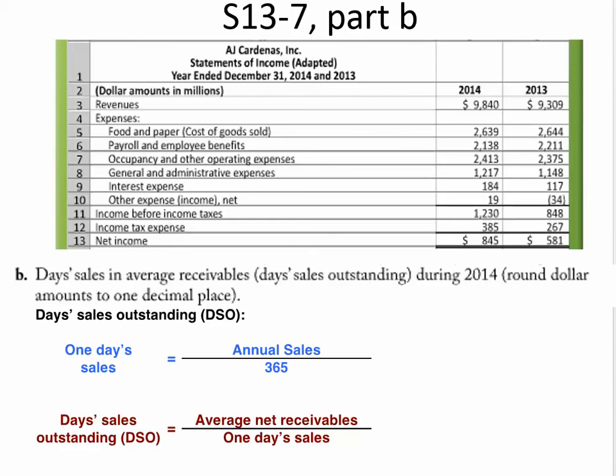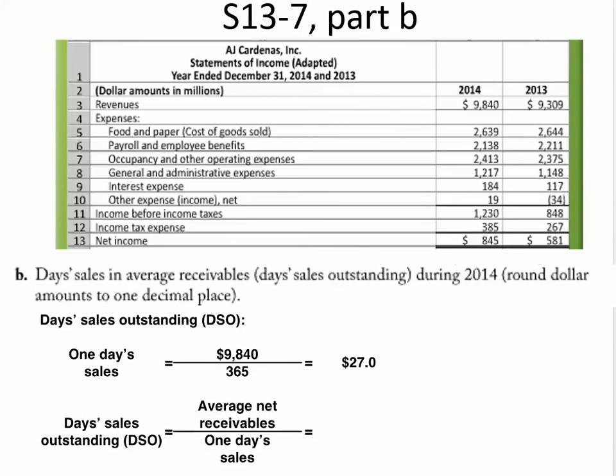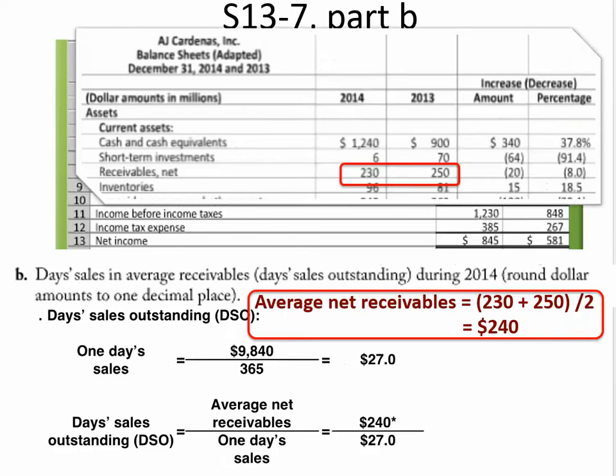B asks us to compute the days sales in average receivables during 2014. So first thing we need to do is calculate 1 day's sales. So we're going to take our annual sales, divide by 365. Once we get that number, we'll be able to take that into our average net receivables, divide by 1 day's sales to get the days sales outstanding. So here, let's put some numbers in there. 1 day's sales is going to be our sales revenues divided by 365 gives us 27.